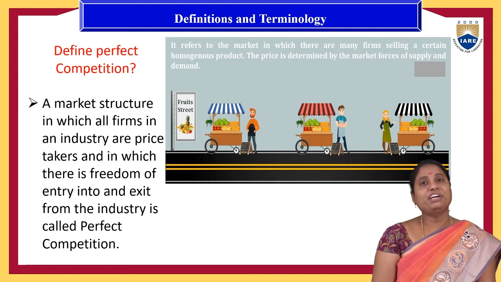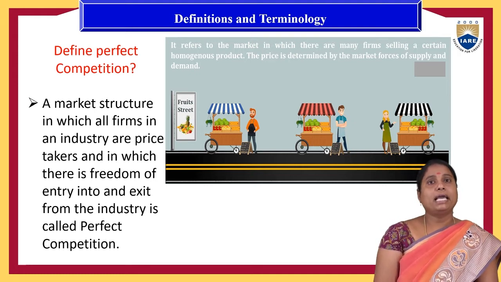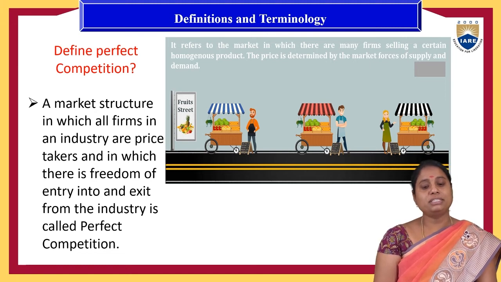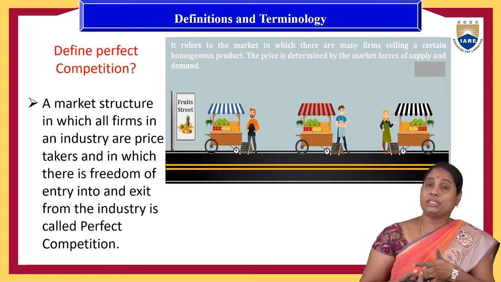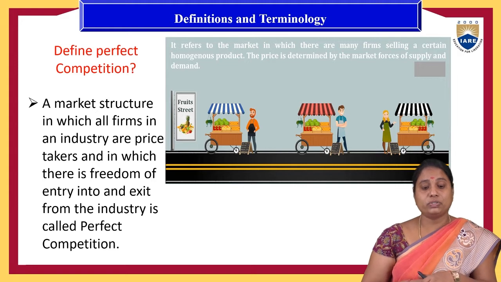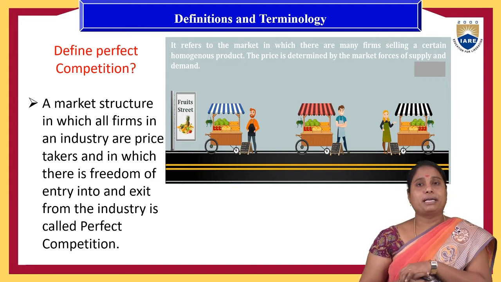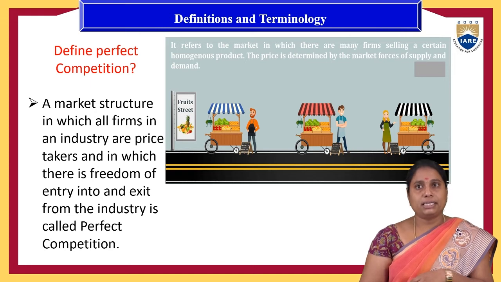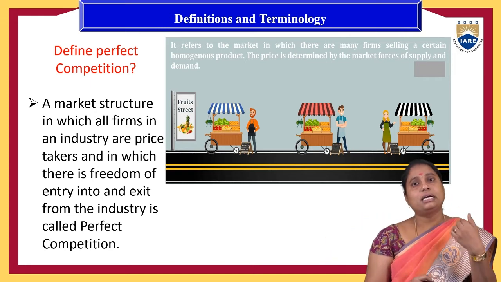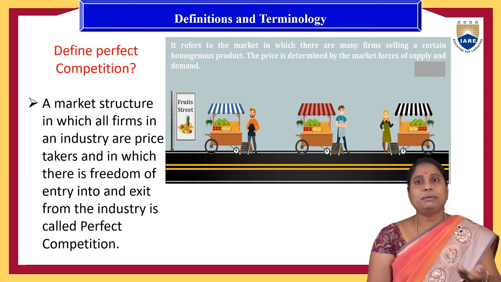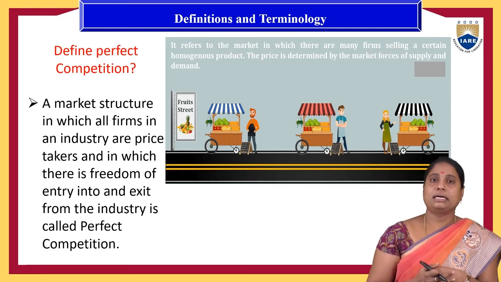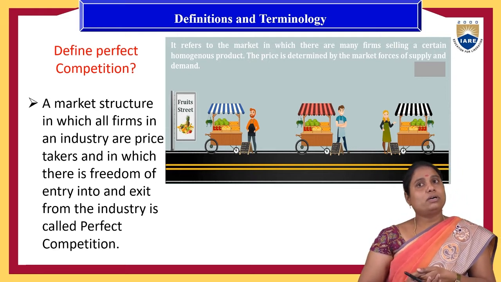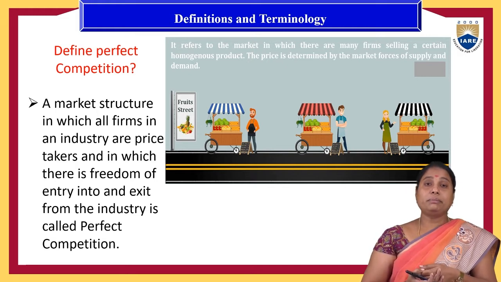Next thing is defining a perfect competitive market. A market structure in which all firms in an industry are price takers, and in which there is freedom of entry into that particular market and exit from that industry, is called a perfect competitive market. If we go to the fruits market, we will see a number of persons, and any person can come and purchase. Similarly, the products are more or less the same, and prices of those products are also similar. That kind of market is called a perfect competitive market.